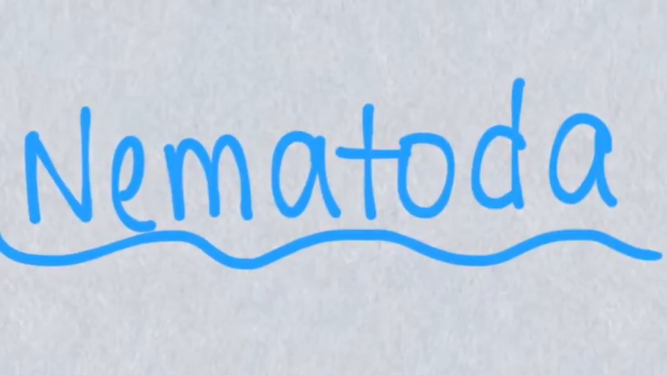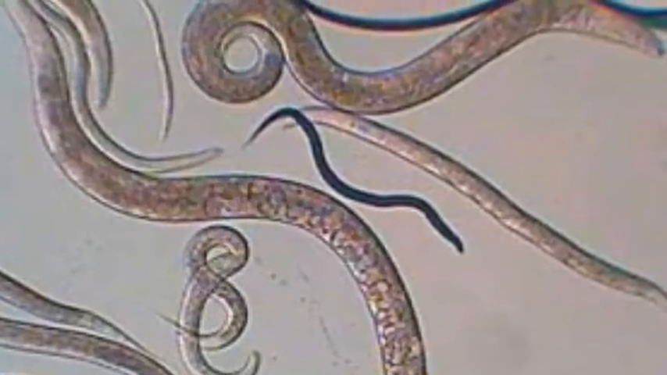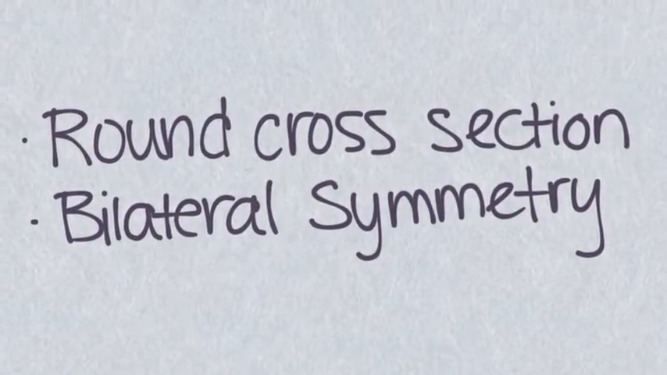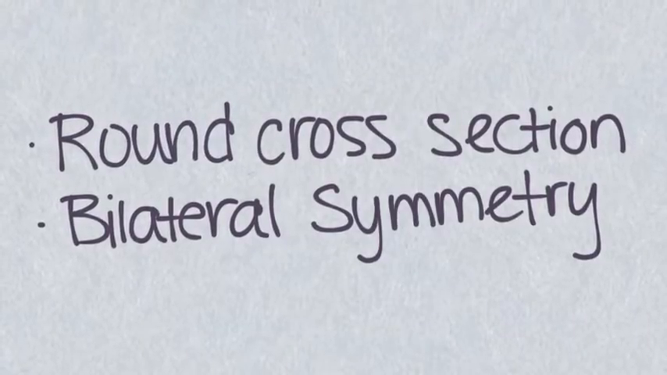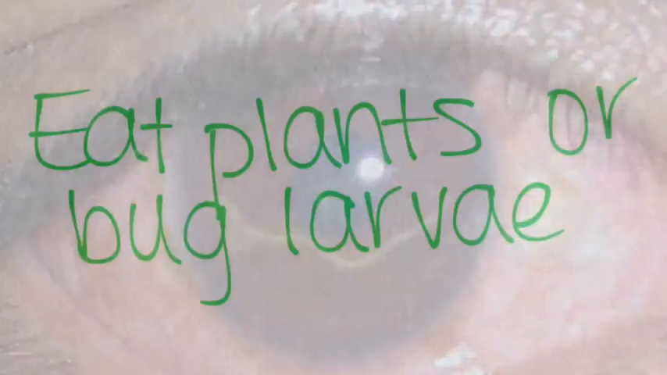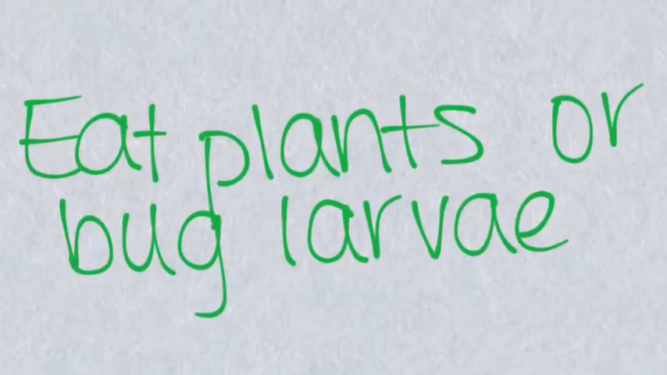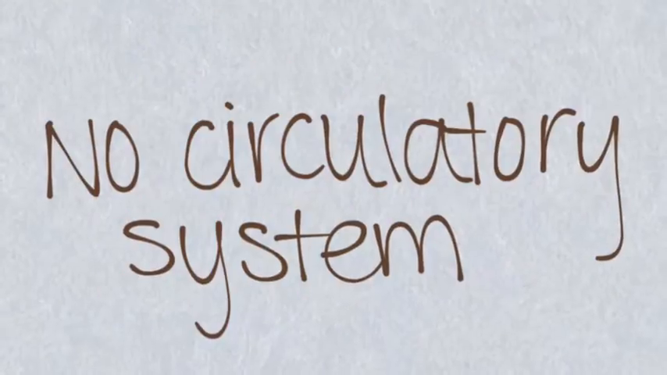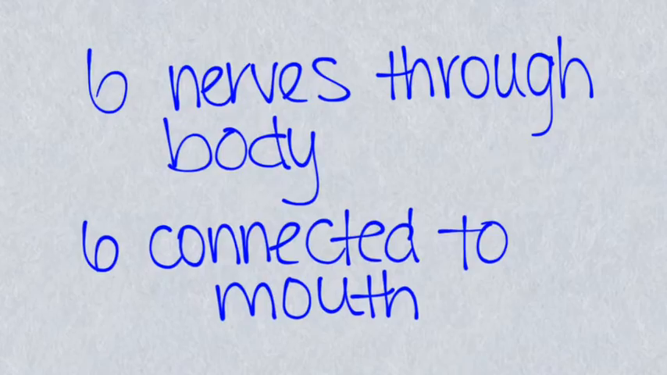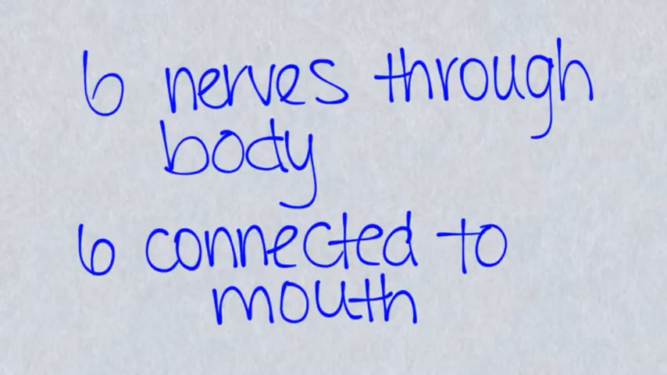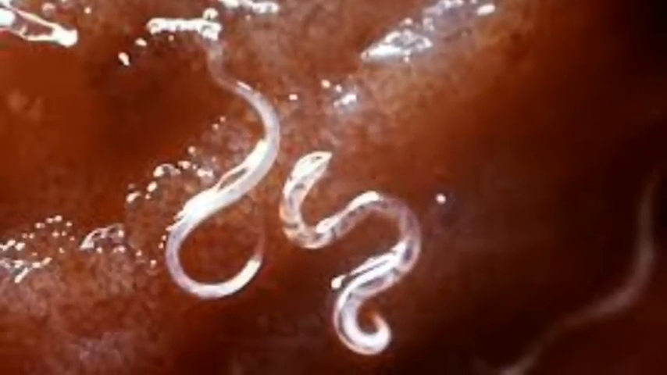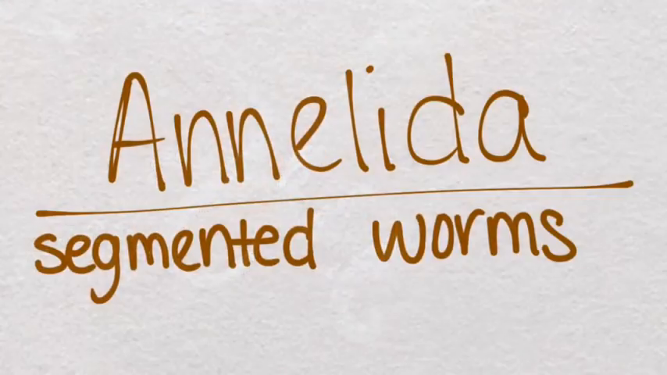This phylum is Nematoda, which means roundworms. Main organisms include hookworm, vinegar eels, and loa loa. Some features include round cross-section, some are parasitic, bilateral symmetry, and can live almost anywhere. Animals eat plants or bug larvae. They have no stomachs and a sharp object in their mouth that is used to attack prey. They have no circulatory system, 6 nerves through body, and 6 connected to their mouth. Way of movement is through side-to-side flailing, and they have internal fertilization as reproduction.